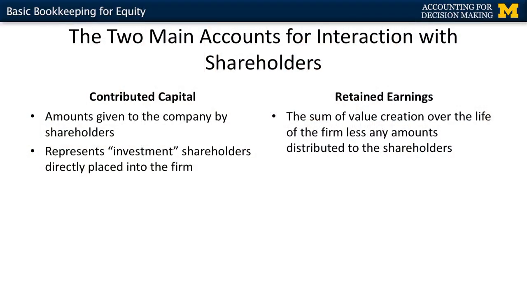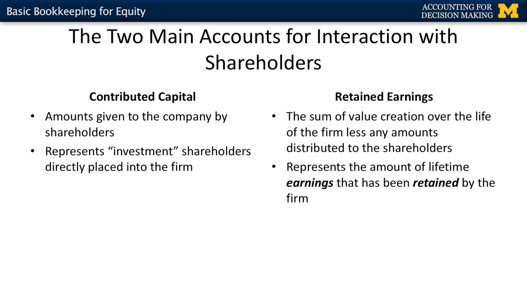Now, the other account may seem a little more complicated at first, but it's really not. And that account's retained earnings. So what retained earnings is the sum of all the value creation over the life of the firm, less any amounts that have already been distributed back to the shareholders. Another way to think about this is it represents the lifetime earnings of the firm that have been retained by the firm, thus that creative name that accountants have given it, retained earnings.